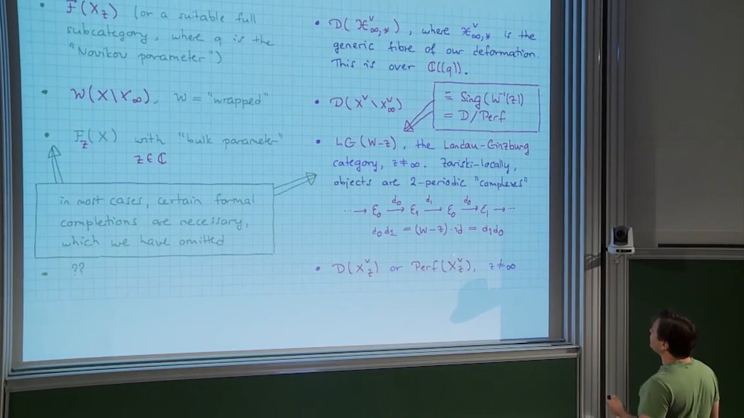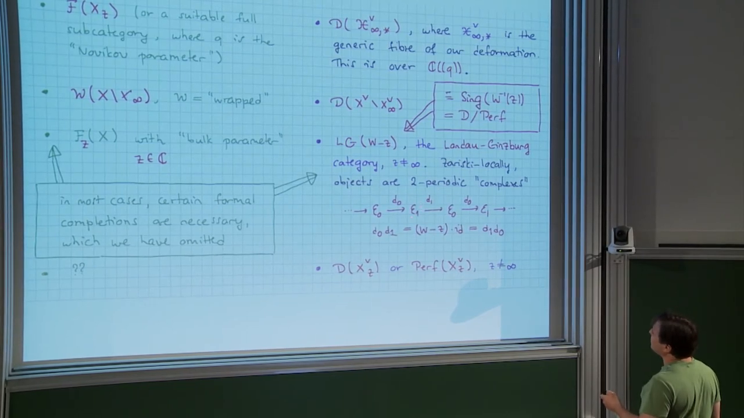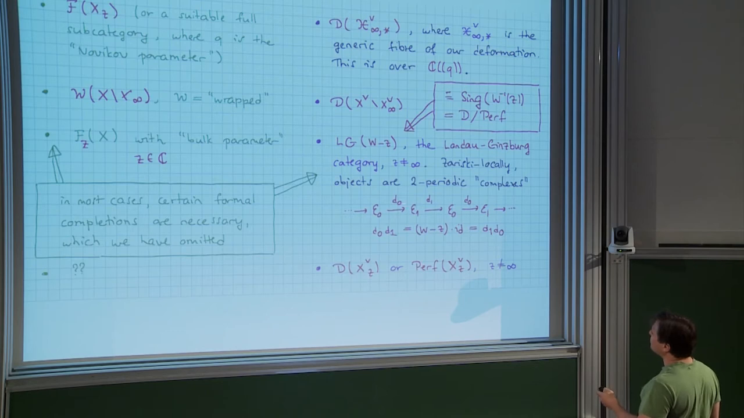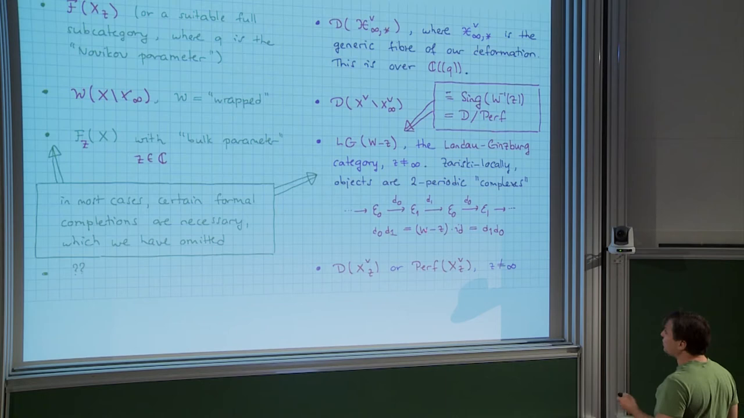So locally speaking, what's happening here is that we have the total space, which is a smooth algebraic variety. We consider Z2-graded, Z2-periodic complexes of vector bundles on it, with a differential where the differential does not square to zero, but it squares to W, or if you put in a parameter, which is a constant z, they square to W minus z.